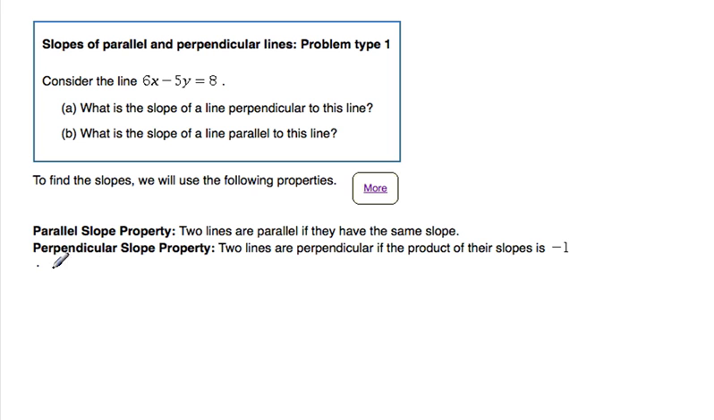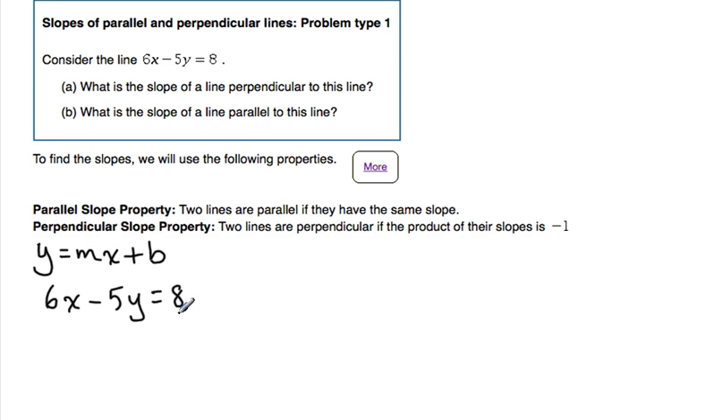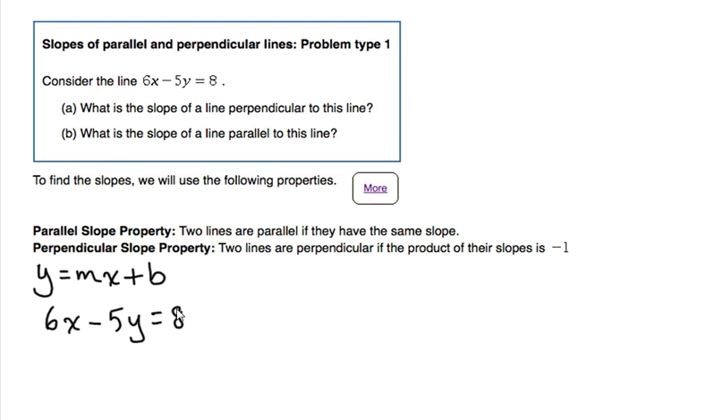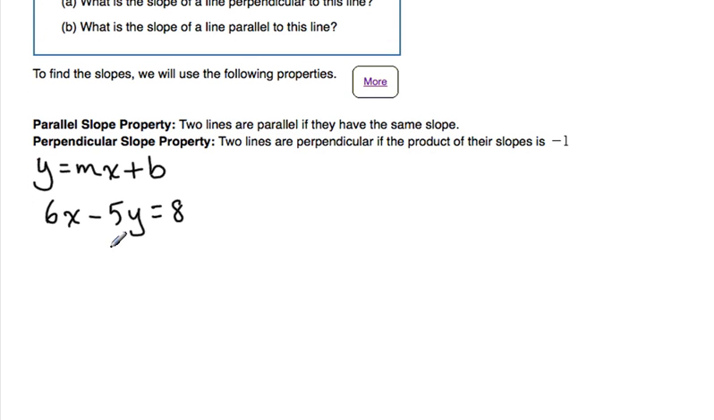So the first thing we'd like to do is get our equation into slope-intercept form, and recall that slope-intercept form is y equals mx plus b. And we will rewrite the equation. So 6x minus 5y equals 8. All right, so what we'd like to do is get this y variable here by itself.